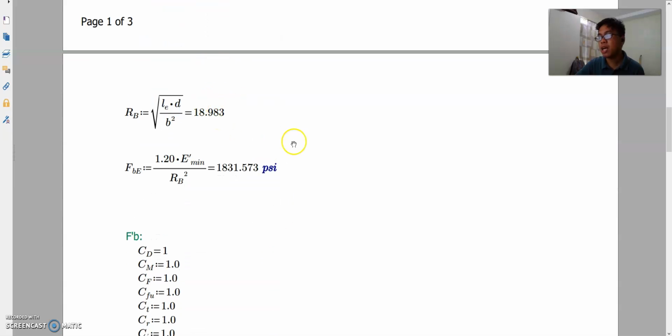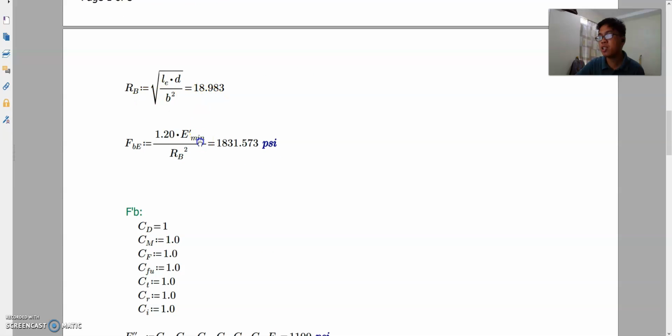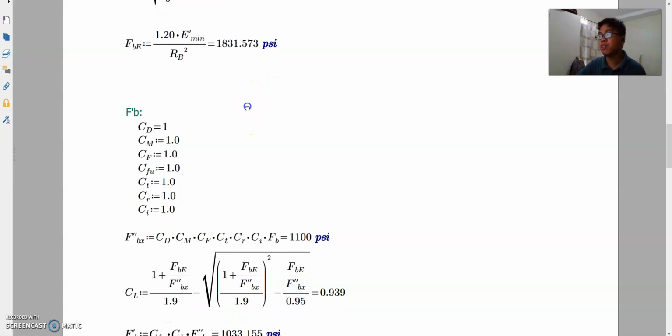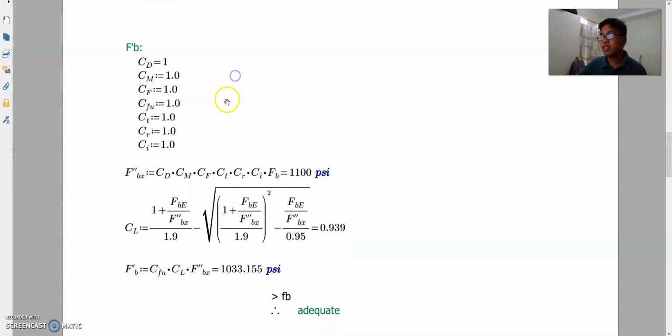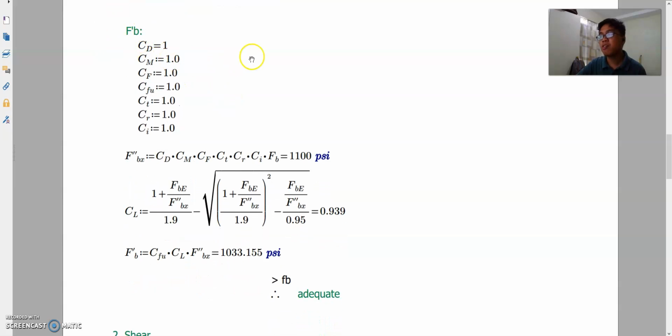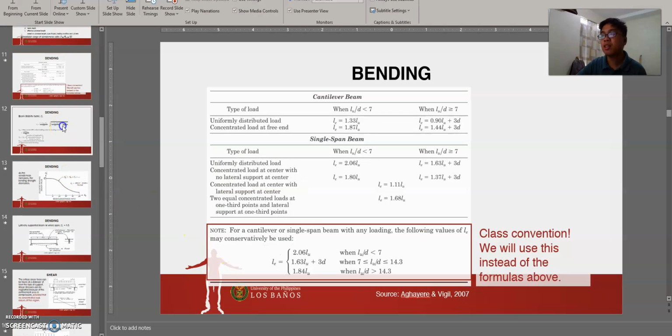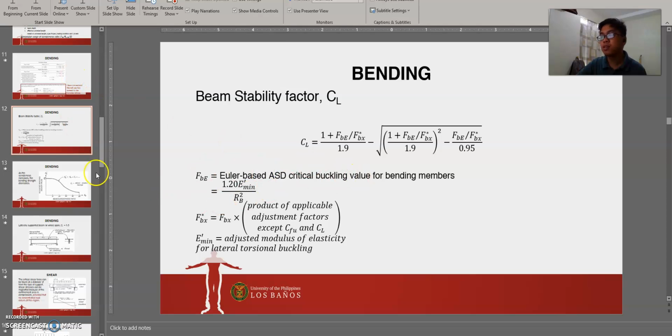Then, the next steps are mechanical. RB equals 18.98. And then FbE would use E prime min also, and RB. So we have FbE, the Euler stress, equal to 1,831. And then next, we compute for the adjusted Fb prime. And before that, we need to compute for Fb star, as you can remember. Right? Fb star, where's that? There, Fb star. Okay?